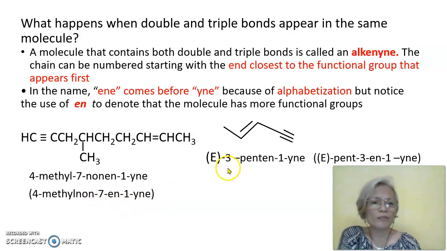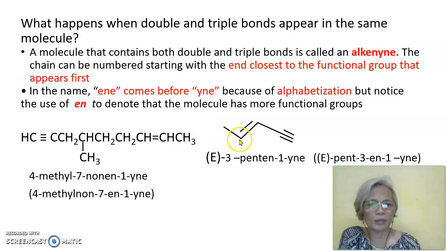Here we have how many carbons? So let's count. 1, 2, 3, 4, 5. So we have a pentyne. Okay? This is a terminal alkyne. So this is carbon number 1, 2, 3. And the double bond occurs at carbon number 3. So we have 3-penten-1-yne.